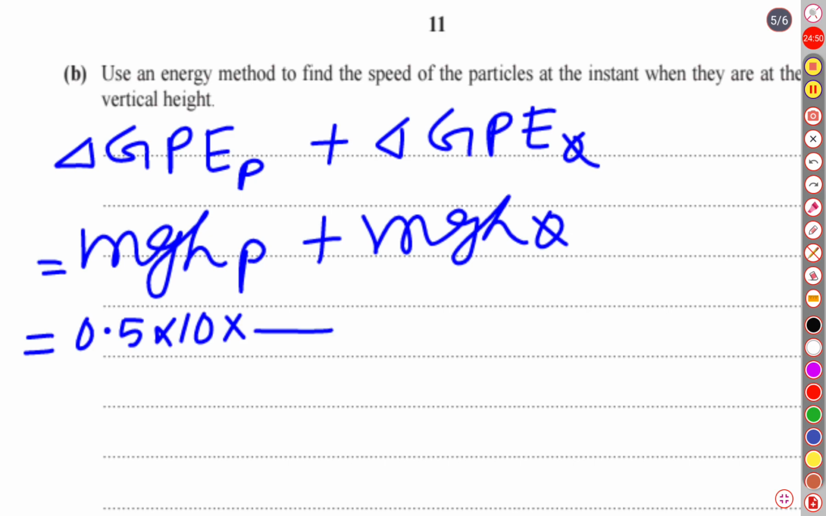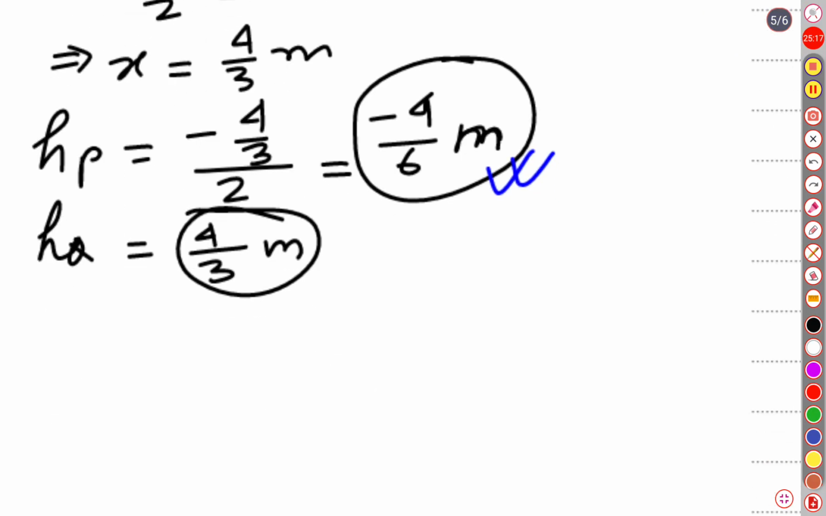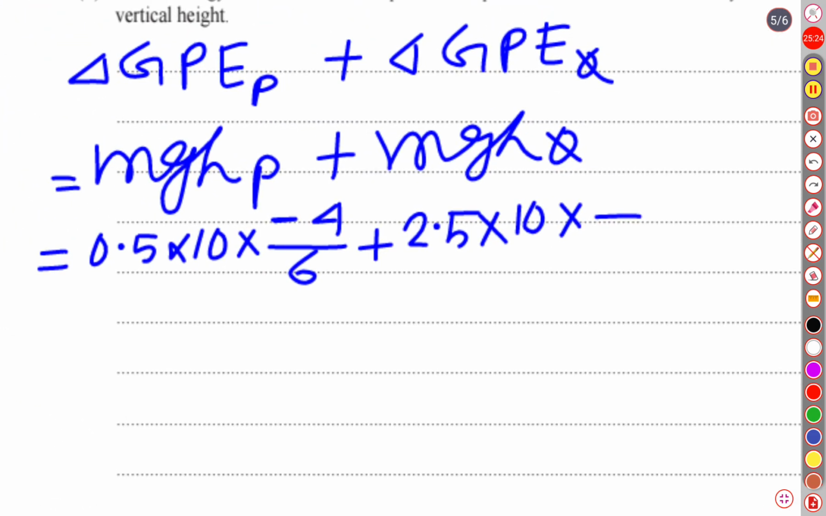So the mass of particle P was 0.5 and acceleration due to gravity is 10, and the height difference, since it was moving downward, was negative 4 over 6, plus the mass of particle Q was 2.5 into acceleration due to gravity 10, and the height, since it was moving upward, how much was the final height of particle Q? It was 4 over 3 meters.